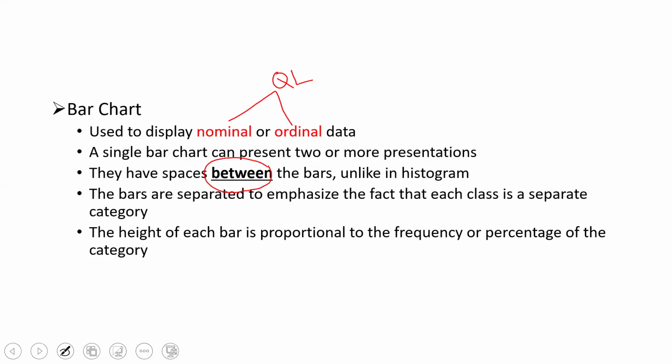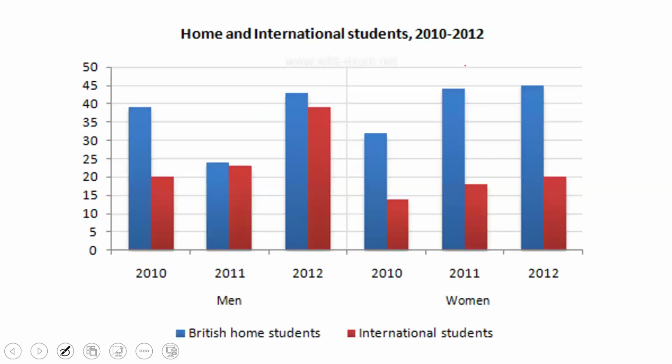And one bar chart can present two or more presentations, and I'll show some examples. The bars are separated to emphasize the fact that they are separate categories. Remember, qualitative data are also called categorical data. So that's why there's a space to show that there are different categories, and the height of each bar is proportional to the frequency or percentage of that category. This is an example. Now it's looking at home and international students in a particular school, and then we have those that are British home students, those that are international students by color coding.